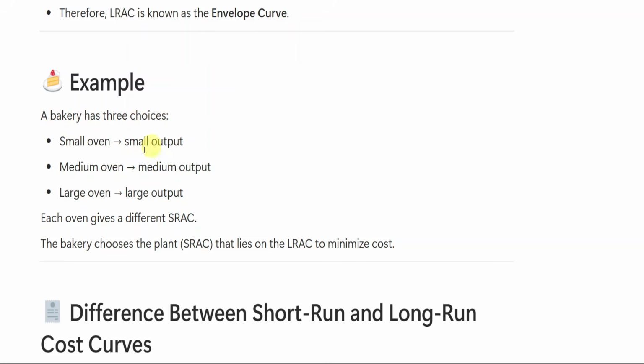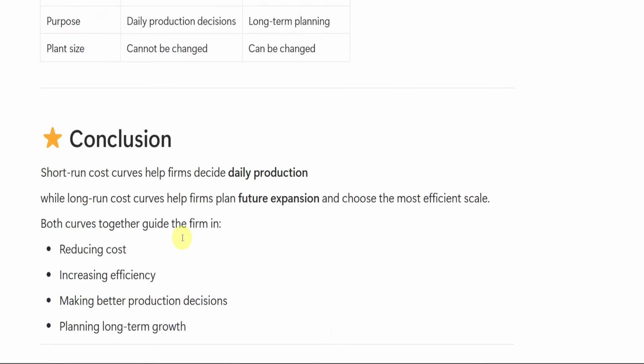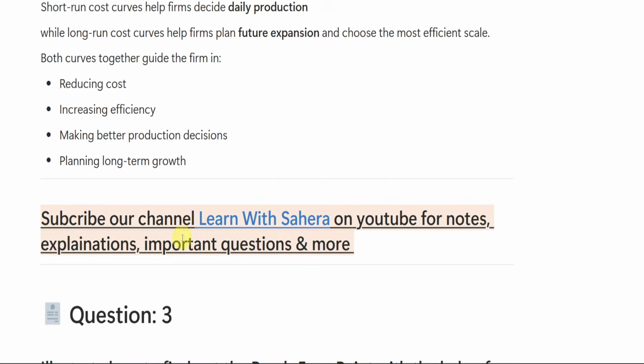Like a bakery has three choices: small oven, small output; medium oven, medium output; large oven, large output. So each one gives a different SRAC. So it is all about that difference. You can just have a look at the screen. If we talk about the conclusion, short run curves help in daily decisions, and long run curves help in our future expansion or future decision making. As simple as that. Short run at present, long run means future.